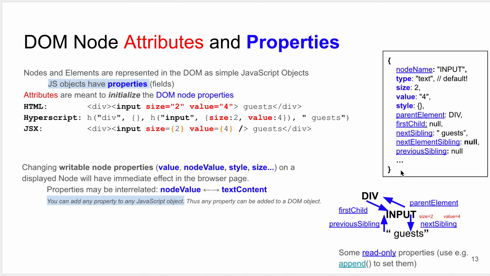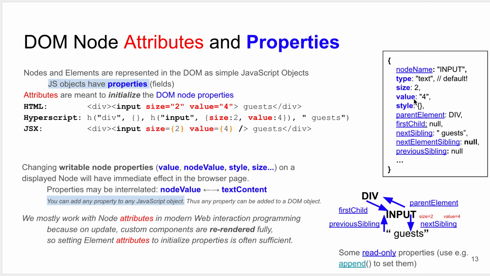Writable properties like value for an input box or node value for a text node can be changed with immediate effect in the browser. This could be used to update the user interface, but in modern interaction programming, components are often re-rendered rather than updated, so our code is working with attributes most of the time.